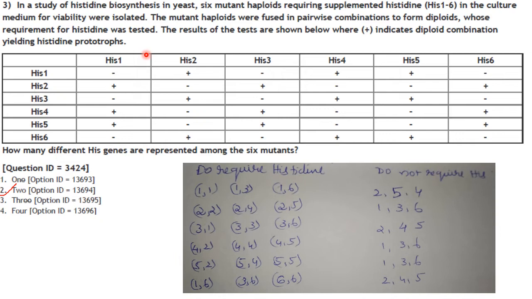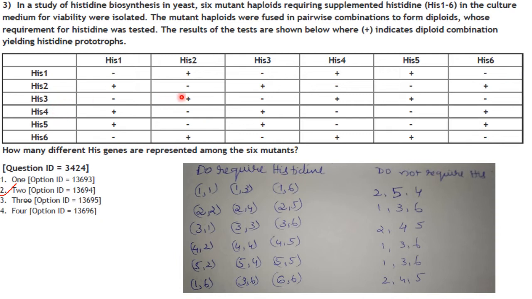So here I have made a combination, not really a table, just to help you understand it very fast. I have noted down which ones require histidine. So in histidine 1, they require histidine because it is minus over here. That is, it doesn't grow in medium which does not contain histidine. So 1,1, then 1,3 and 1,6, they require histidine.